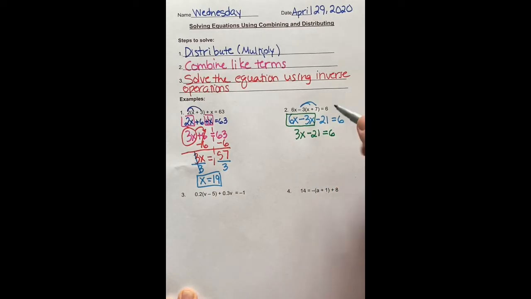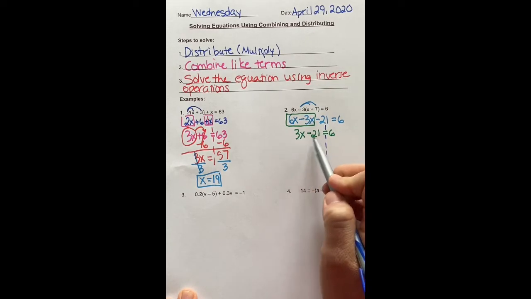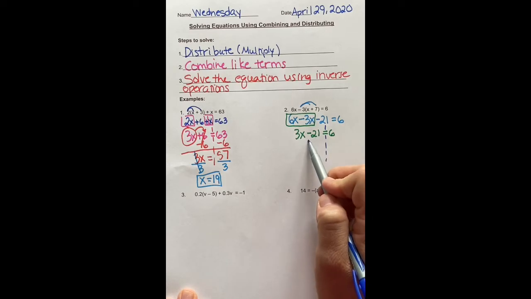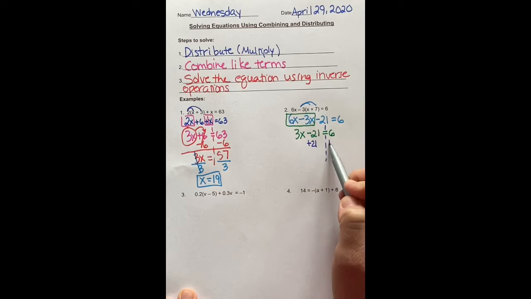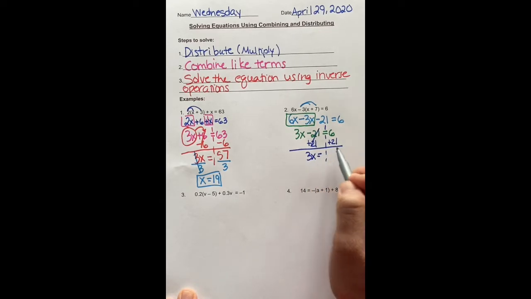Now I can solve my equation. So remember, your equal sign separates your two sides. I have to get the 3x by itself by getting rid of my constant. It's being subtracted from 3x, so I have to do the opposite and add it to both sides. 21's eliminate because they're opposites. I bring down 3x equals, now I'm going to add 6 and 21, which would be 27.